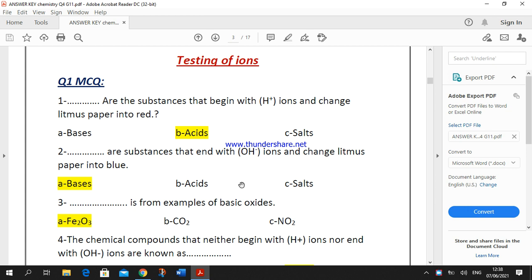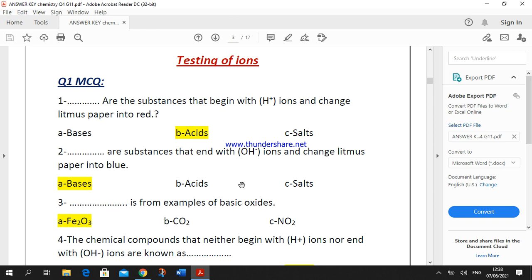Today we will start our revision about the curriculum of quarter 4. Let's start with the first topic, testing of ions. Acids are substances that begin with hydrogen positive ions and change litmus paper into red. We know that chemical compounds are classified into 4 types: acids, bases, oxides, and salts. So let's start with the hydrogen positive ion, known as acids.